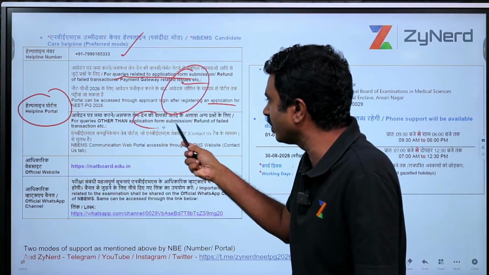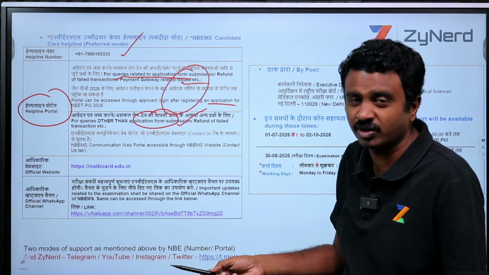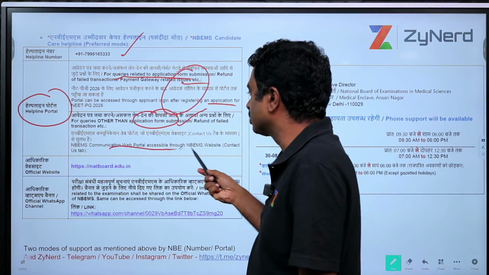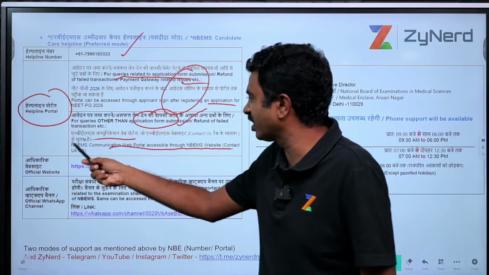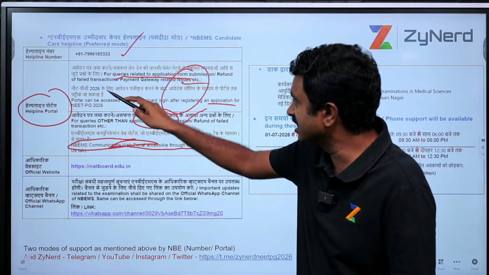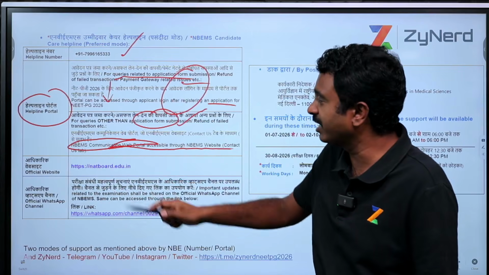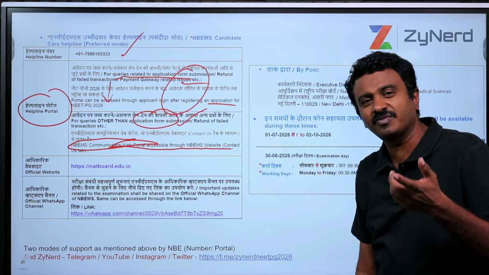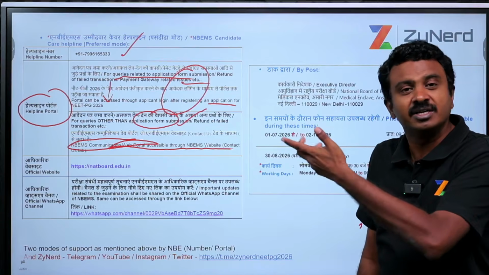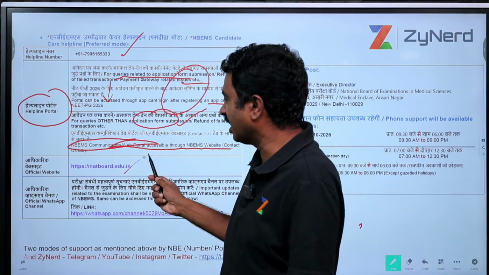For all other queries, other than application form submission or refund of transaction, you will have to use the NBEMS communication web portal. That is the first part. For the second part, you can search for the NBEMS communication portal. The first link, which starts with exam dot, will be the link. You can use that. The official website is this.